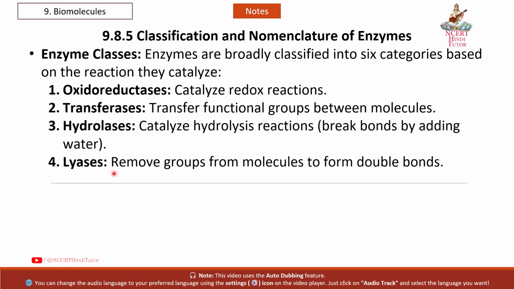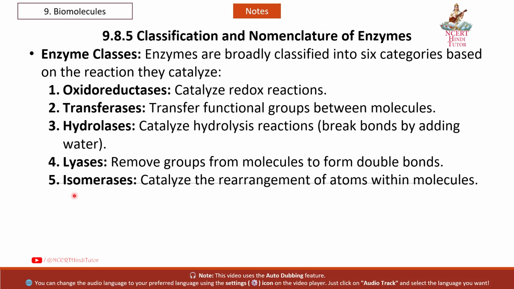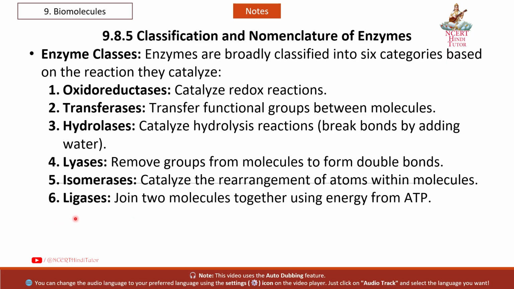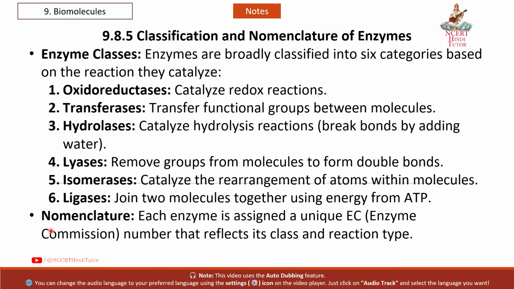Fourth, lyases remove groups from molecules to form double bonds. Fifth, isomerases catalyze the rearrangement of atoms within molecules. Sixth, ligases join two molecules together using energy from ATP. ATP full form is adenosine triphosphate. Nomenclature: each enzyme is assigned a unique EC, enzyme commission, number that reflects its class and reaction type.